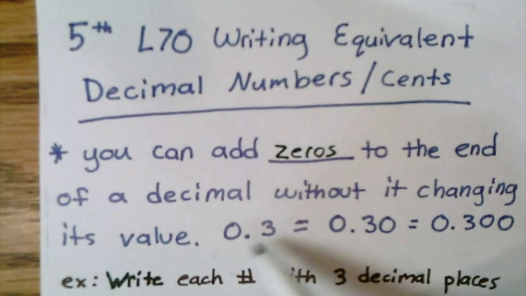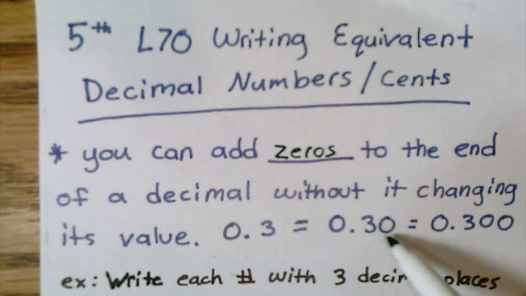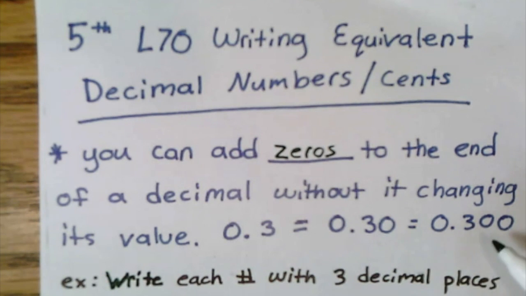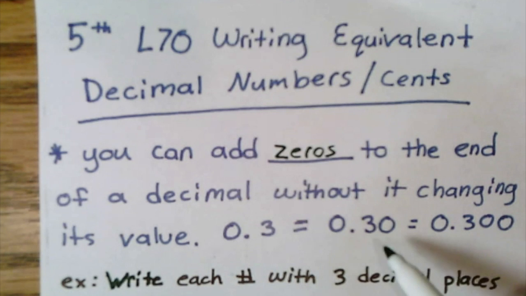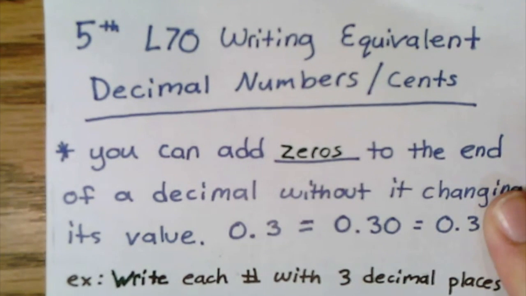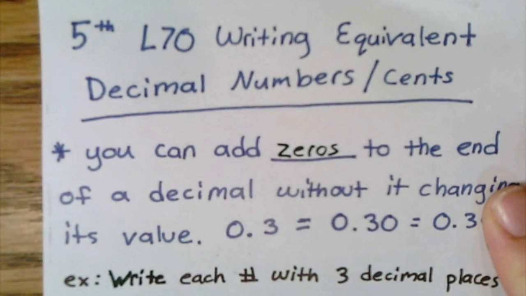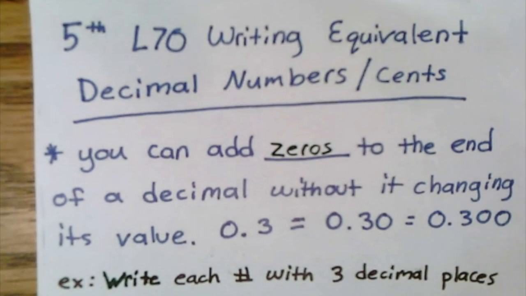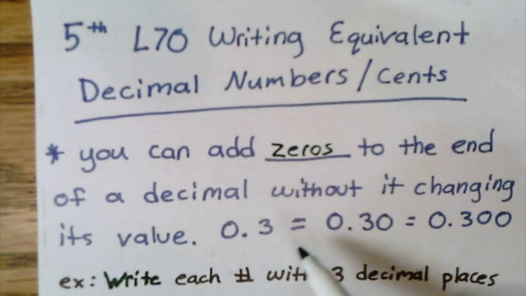That means that 0 and 3/10 is the same thing as 0 and 30 hundredths, or 0 and 300 thousandths. Adding these extra zeros when they're after the decimal place does not change the value of the number. And I believe we've already done this backwards, where we've taken off these zeros and said that they're not needed, that you can simplify by doing that. In this lesson, we're saying we can add them.